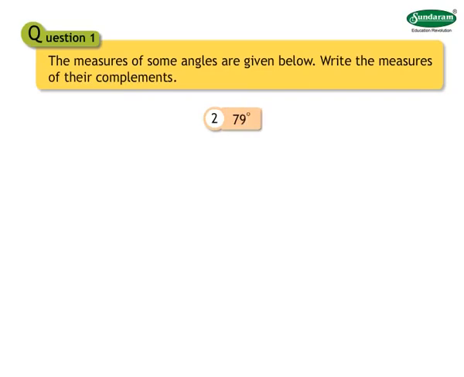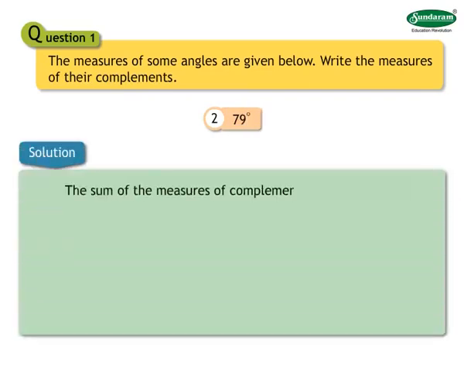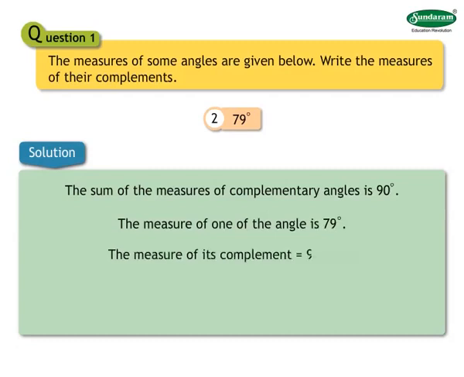Number 2. 79 degrees. Solution. The sum of the measures of complementary angles is 90 degrees. The measure of one of the angles is 79 degrees. The measure of its complement is equal to 90 minus 79, which is equal to 11 degrees. Thus, the measure of the complementary angle is 11 degrees.